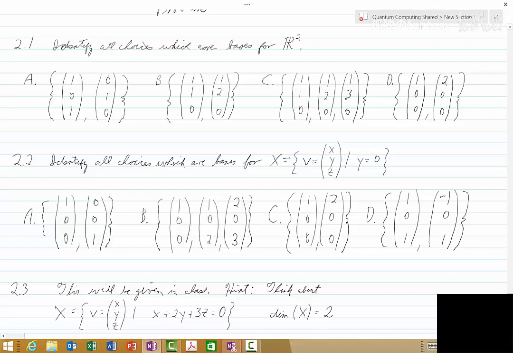Well, I'm going to tell you that the dimension of that set, this is a subspace, and the dimension is 2. So the basis, any basis for it, should have two vectors in it. So think about that, and then I'll give you a similar problem in class. So that concludes lecture 2, and good luck.